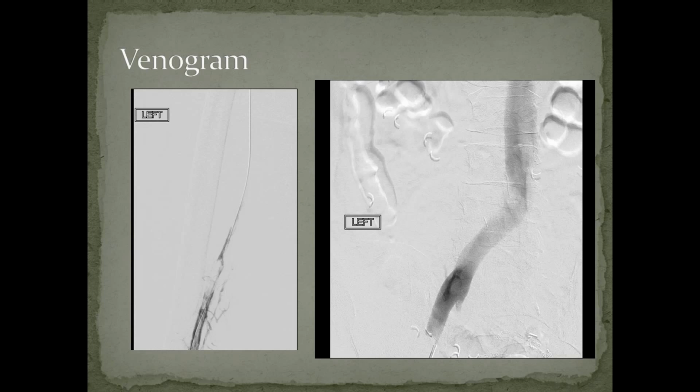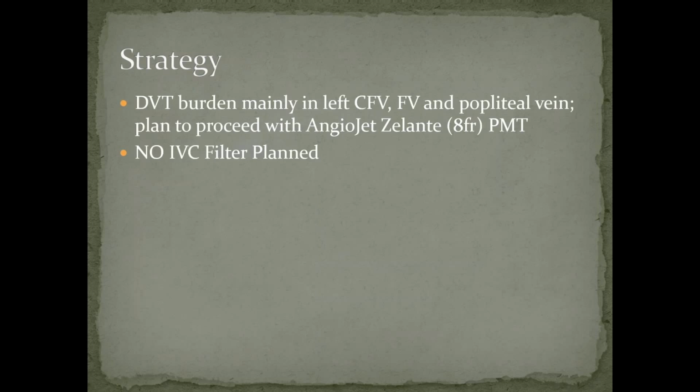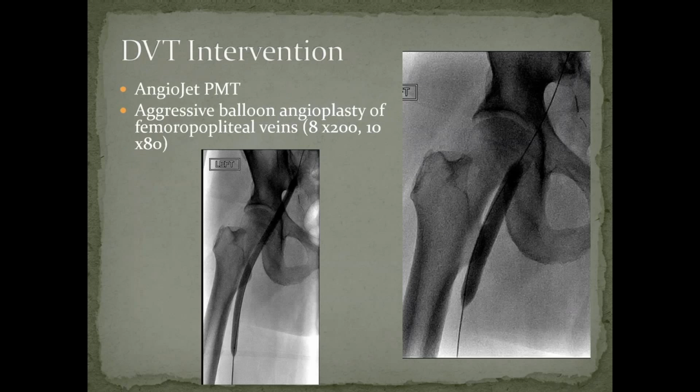As you can see on the left side, you have essentially complete occlusion of the femoral vein due to extensive thrombus. If you look at the right side, this is a selective iliac venogram, and it looks widely open. There's no clot, and there's no obvious residual stenosis or compression syndrome that I see. So I thought this patient was a good candidate for potentially AngioJet, because the clot burden was not enormous and it was a very acute presentation. We used the AngioJet ZelanteDVT, which is the 8 French catheter that's relatively new for them. No IVC filter was placed, for the reasons that we mentioned before.